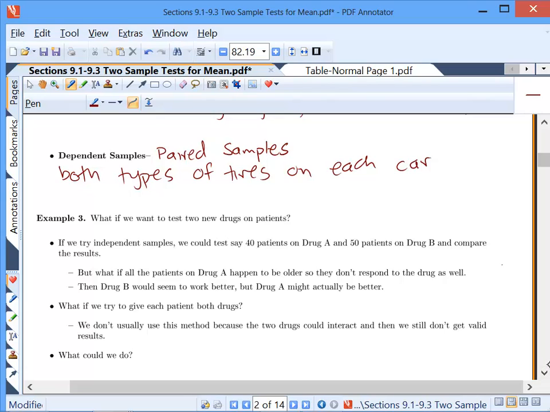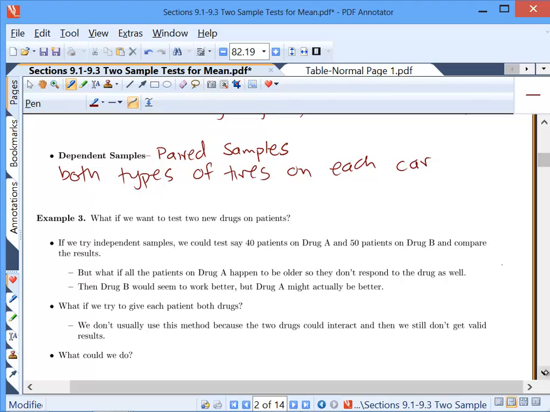So what if we wanted to test 2 new drugs on patients? So if we did independent samples, we could test, say, 40 patients on drug A, 50 patients on drug B, and compare the results. Okay. And even though when we do independent samples, we're hoping to get rid of bias and have both samples be fairly equivalent, if I'm just choosing random samples, I can't guarantee that. So maybe all the patients on drug A would happen to be older, so they don't respond to it as well. Or maybe everyone on drug B just happens to exercise more, so they seem to work better.